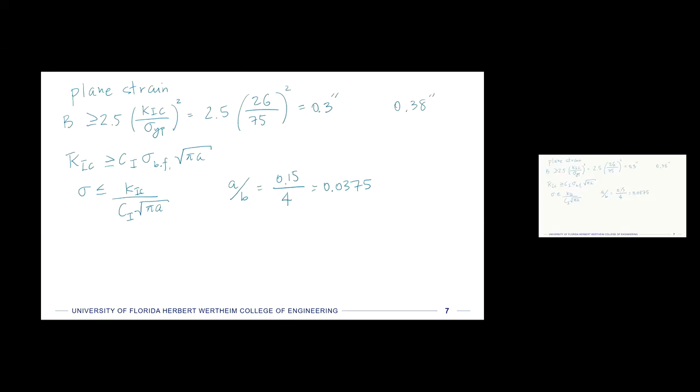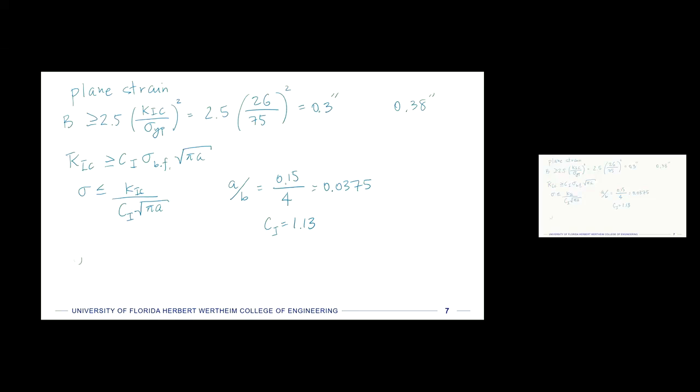And then the chart for this one, I'm not going to go through it in detail, but you all can read a chart. So we read the chart and we do the math. We come up with our C1 here is 1.13. So our crack is quite small compared to the plate, so we only have this multiplication factor of 1.13.